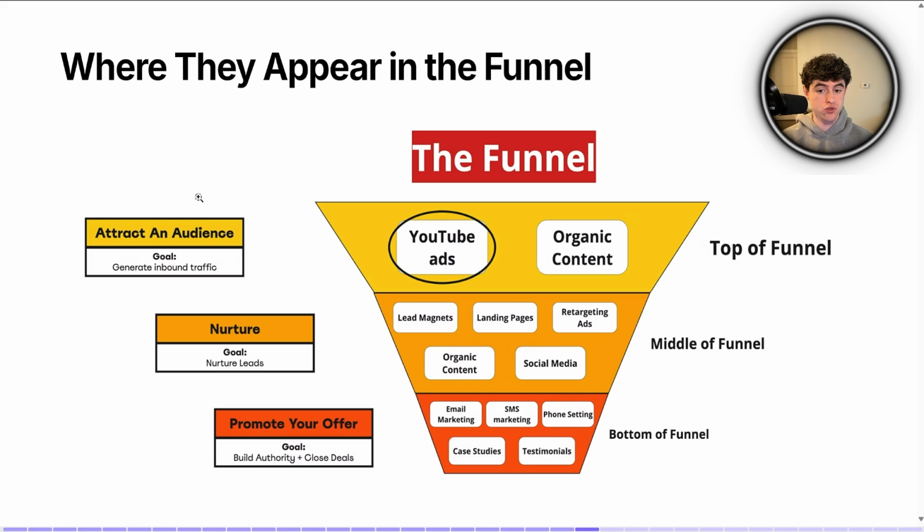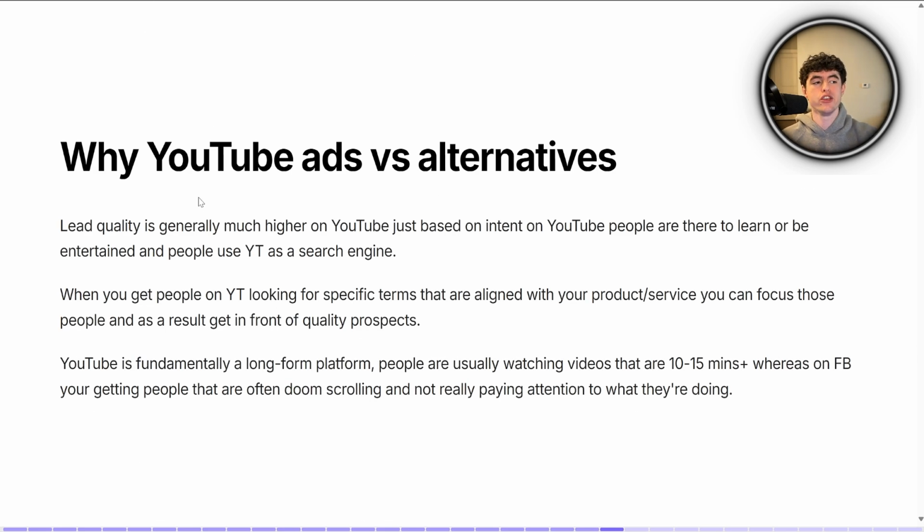These are also top of the funnel, and again, trying to generate inbound traffic. A lot of people ask me, why do we use YouTube ads comparatively to things like Facebook ads? And the reason for this is actually pretty logical. Lead quality is generally way, way higher on YouTube comparatively to Facebook itself. And it's based on intent. YouTube people are there to learn, or they're there to be entertained, and people view YouTube as a search engine. So when you get people on YouTube looking specifically for the terms that are aligned with your product or service, you can focus on those people, and as a result, you can get in front of quality prospects.